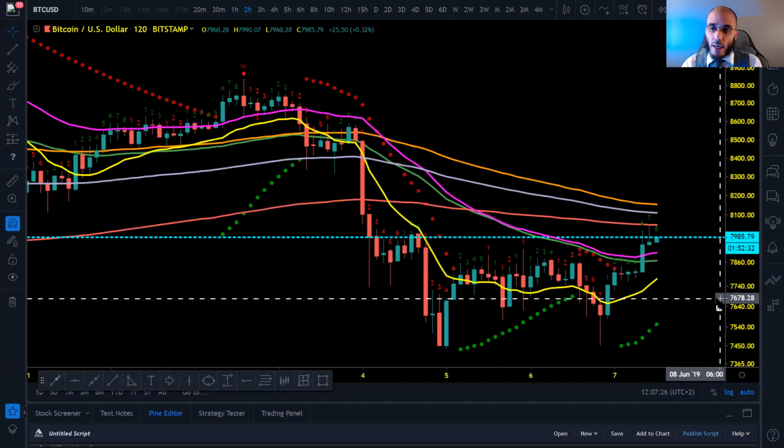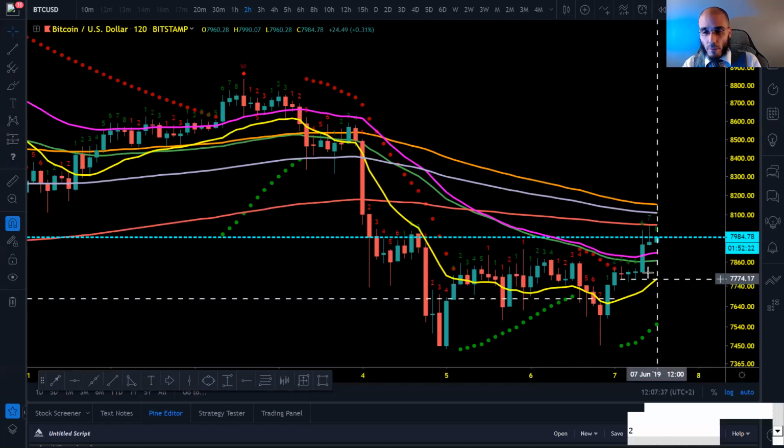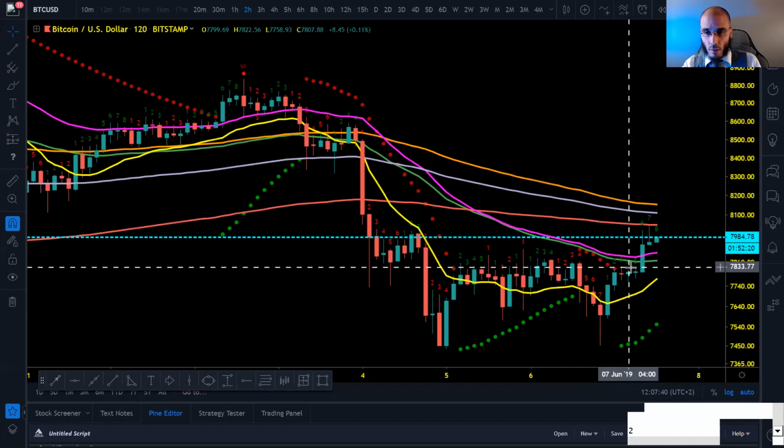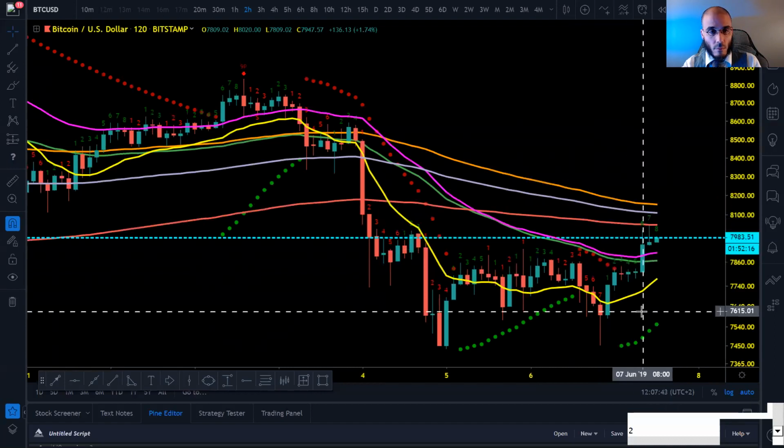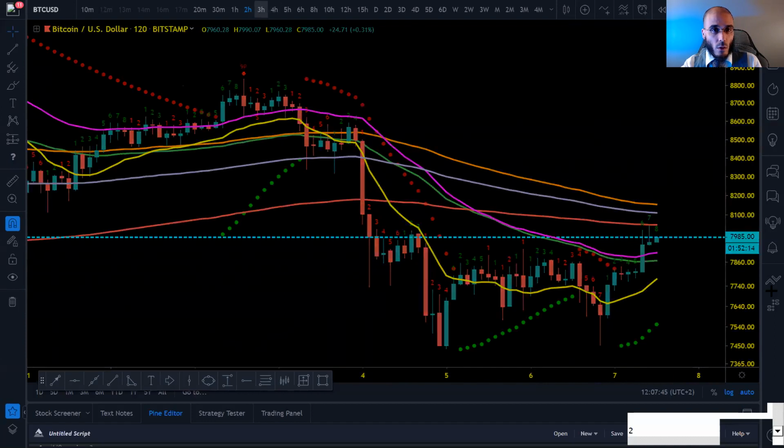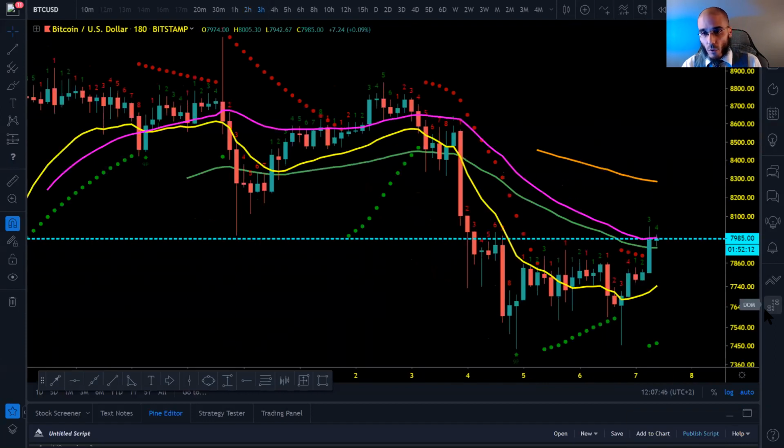Let's go to the 2-hour chart. It is on an 8 up with confirmation. So there will be a 9 coming. And you have resistance above. The 3-hour chart, you're on a 4.